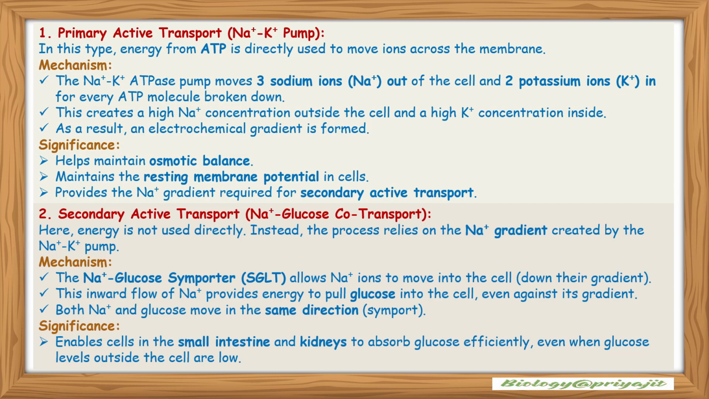Primary active transport. An example of this is the Na+ K+ pump. In this type, energy from ATP is directly used to move ions across the membrane. Mechanism. The Na+ K+ ATPase pump moves 3 sodium ions, Na+, out of the cell and 2 potassium ions, K+, in for every ATP molecule broken down. This creates a high Na+ concentration outside the cell and a high K+ concentration inside. As a result, an electrochemical gradient is formed.